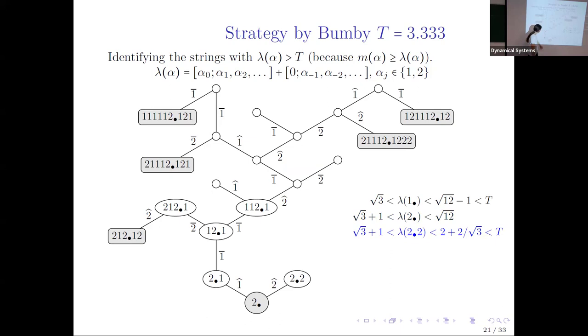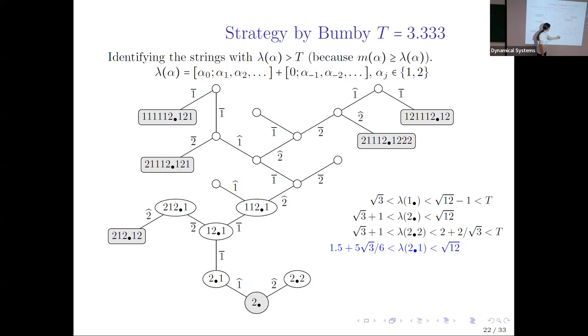Then the next computation: maybe I will add 2 on the left. If I add 2 on the right, how is my lambda value going to change? It turns out that I get an interval of lambda values which are all smaller than t, so this is not good enough. This square root of 3 plus 1 happens if you take a sequence consisting only of 2s. So if 2 is not good enough, let's add 1 on the right, and ask the computer what we get.